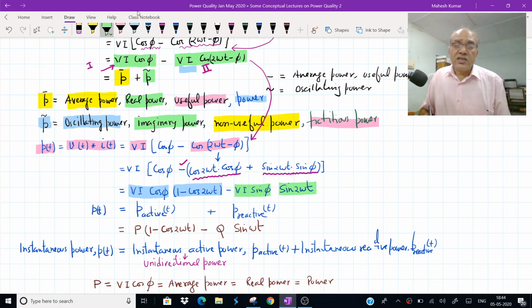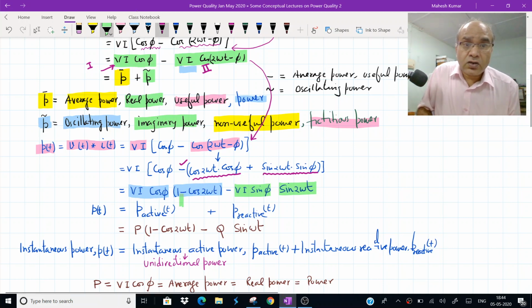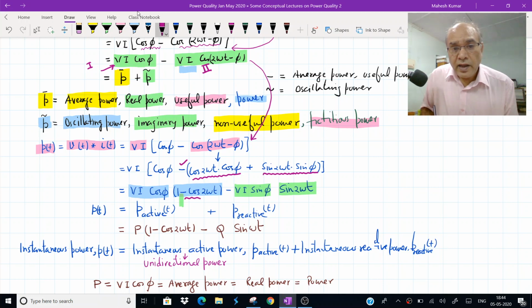Okay, now you can see that this has two terms, again similar to the previous one, but now both the terms are functions of time with a double frequency. Sin 2 omega t, and this is 1 minus cos 2 omega t. Okay, this is 1 minus cos 2 omega t, you can see here, and this is sin 2 omega t. So both have double frequency, and therefore this forms the two components.